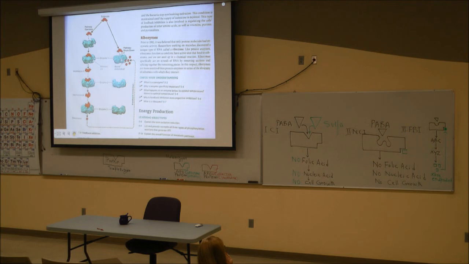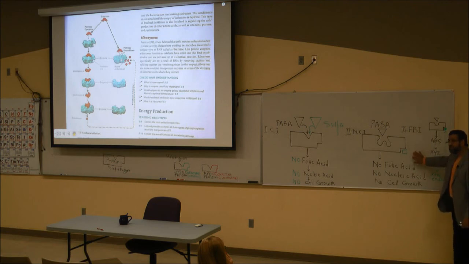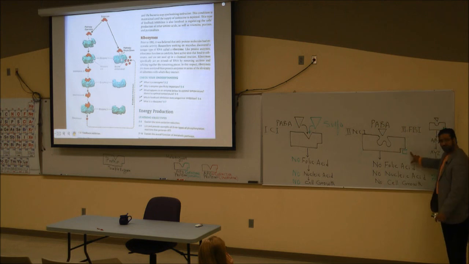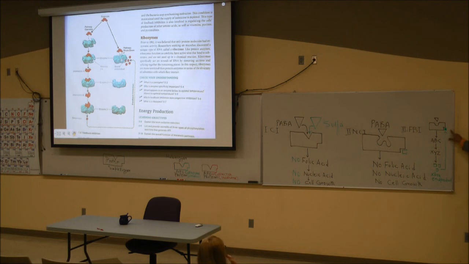Before we conclude, what's the difference between non-competitive inhibition and feedback inhibition? In feedback inhibition, it's the product itself inhibiting the enzyme. But in non-competitive inhibition, very good, it is the foreign substance that binds to the allosteric site. Here, it is the end product that binds to the allosteric site.